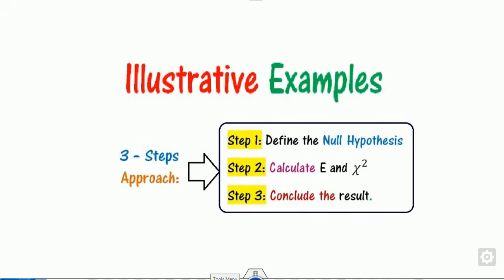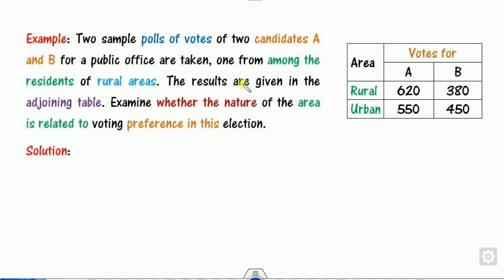So we will discuss some illustrative examples. We will discuss these 6 or 7 examples in this video, and we have to use these 3 steps. Let's discuss the first example. This is the information given to you according to the statement. These are some areas, rural and urban, and these are the votes of the people for candidate A, and this is candidate B.